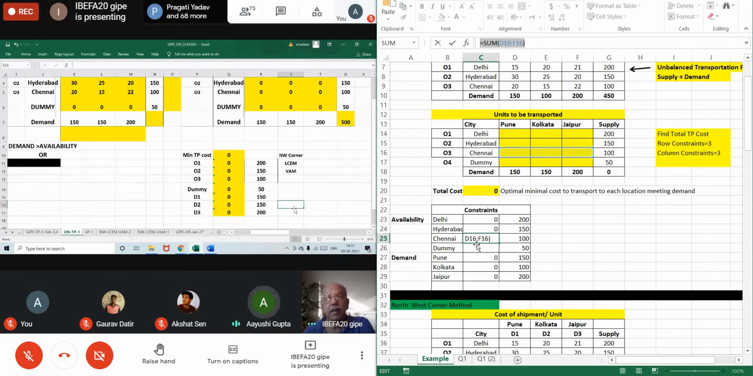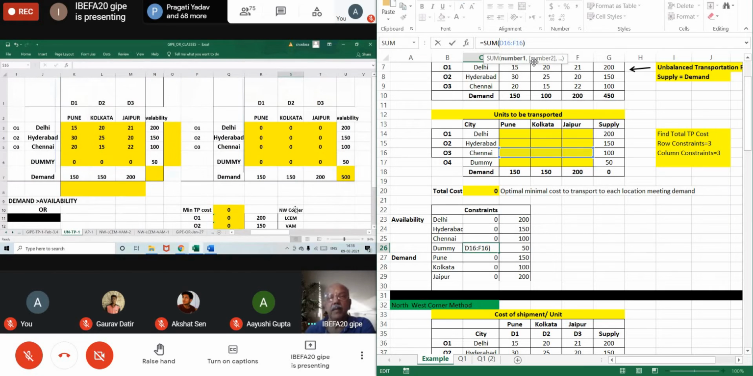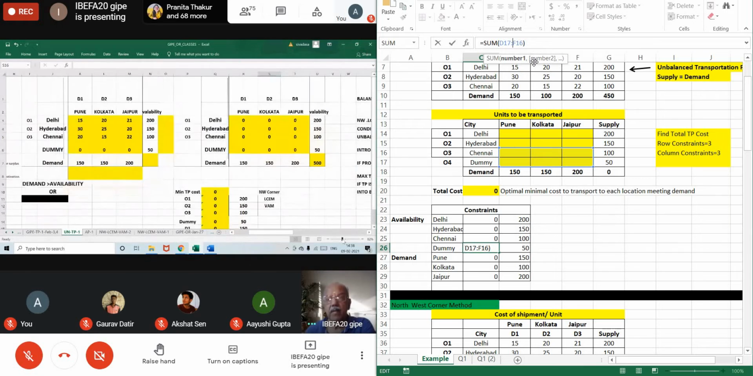Sir, can you zoom out your screen a little bit? Yeah. Can you see? Is it visible? Yes, sir.